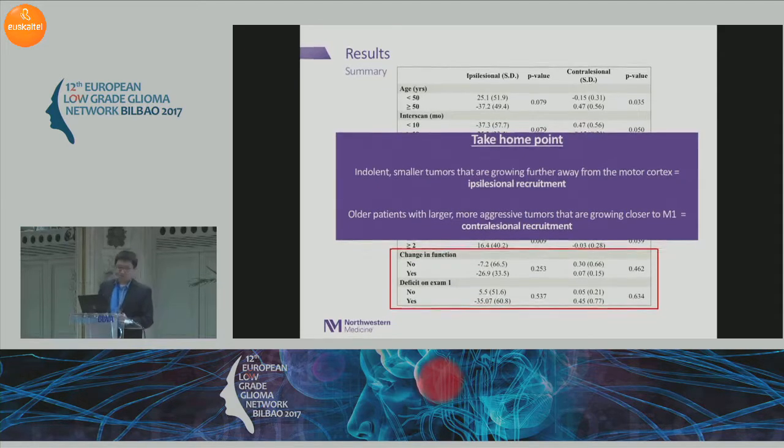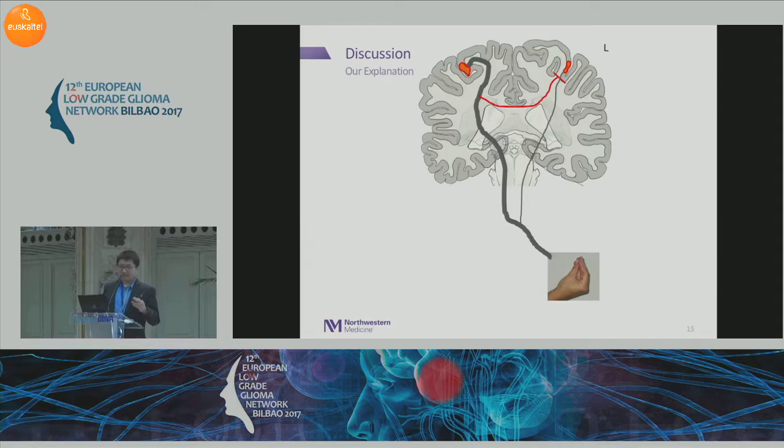Okay, so my take-home points. 1, indolent, smaller tumors that are growing further away from the motor cortex tend to show an ipsilesional recruitment pattern, and larger, more aggressive tumors that are growing closer to the motor cortex tend to show a more contralesional pattern of recruitment. So how can we put these ideas together?